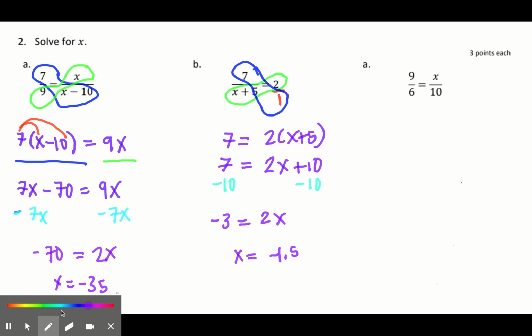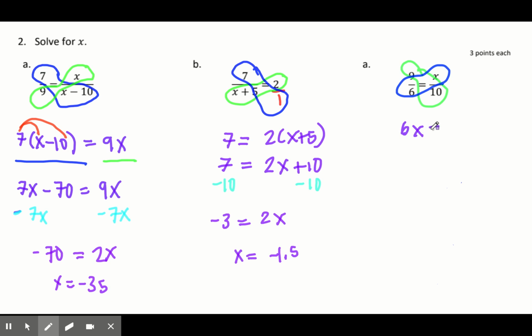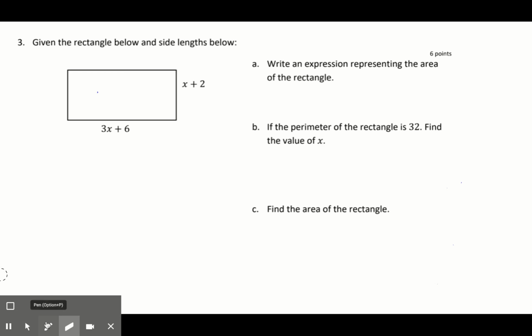Okay, now do the same thing with this one. Multiply those, multiply these, and then you get 6x equals 90. All you need to do is divide by 6, so x equals 15.